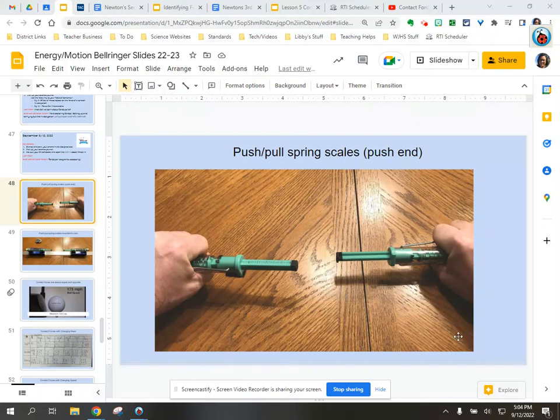Right, welcome to the overview of the lesson from Friday, September 9th and Monday, September 12th.